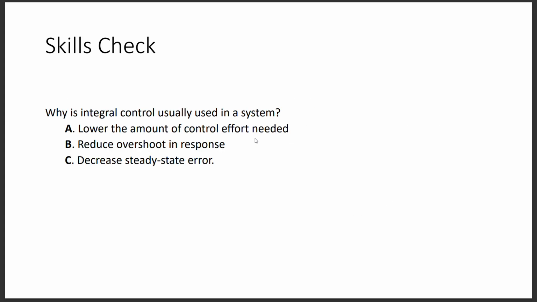Let's do a skill check. Why is integral control usually used in a system? A, lower the amount of control effort. B, reduce overshoot. Or C, decrease steady state error. It is used to decrease steady state error.